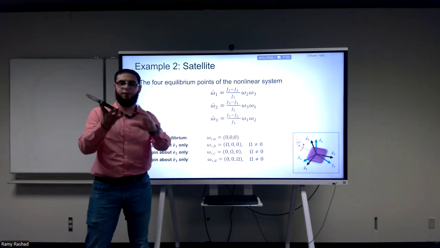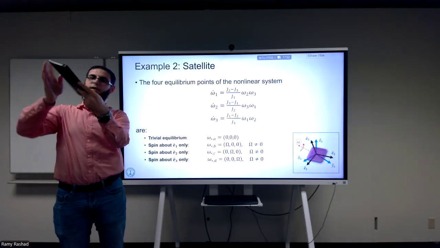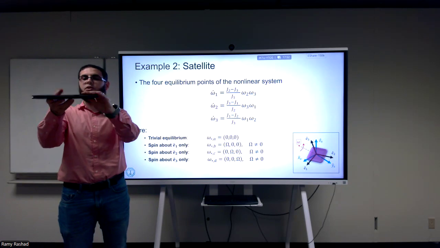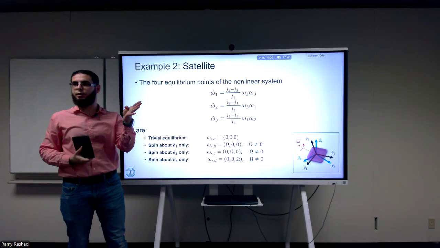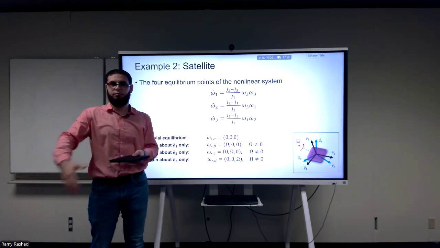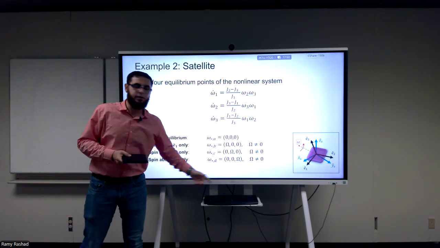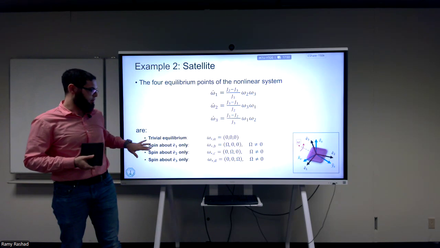You can also have that you're rotating around the second axis only. This is also another equilibrium point. You can have also that you're rotating around the third axis only, and then you also get an equilibrium point. So we have four equilibrium points. One of them is the trivial one, which is the body is not rotating. The other three are a constant rotation around one of the three principal axes. Is that clear?